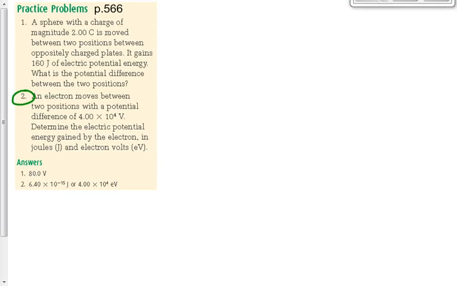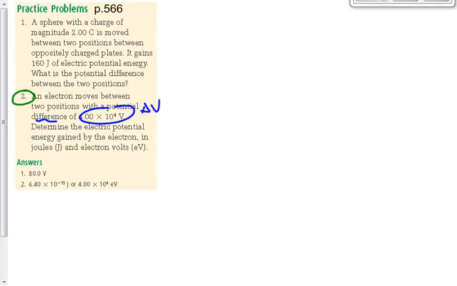If it mentions the word energy, it's either going to be E or delta E. If it doesn't mention the word energy, it's going to be either V or delta V. Which is it this time, V or delta V? Potential difference. Delta V, good. So let's write that down. Delta V is 4 times 10 to the 4 volts.